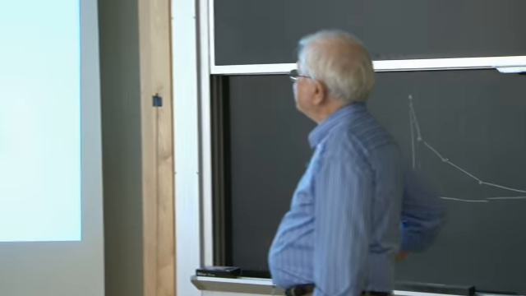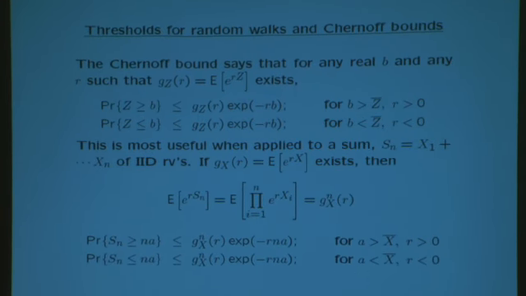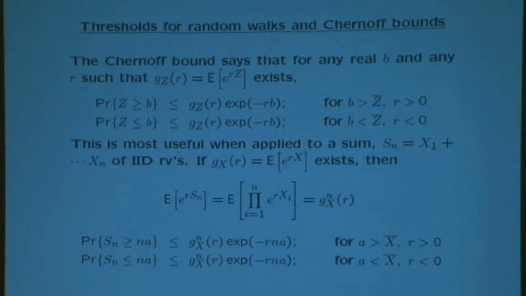Okay. So what the bound says is the probability that z is greater than or equal to b is bounded by this inequality. Strangely enough, the probability that z is less than or equal to b is bounded by the same inequality, but for one of them r is bigger than 0, and for the other r is less than 0. You have to go back and read that section to understand why.